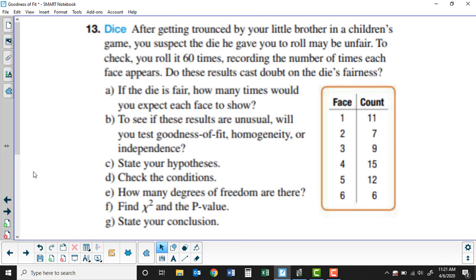So the first one here is about dice. If you're having a problem reading it, it says, after getting trounced by your little brother in a children's game, you suspect the die he gave you to roll may be unfair. To check, you roll it 60 times, recording the number of times each face appears. Do these results cast doubt on the die's fairness? So again, these would be the values that you would end up putting into your TI calculator, and think about what you should get.